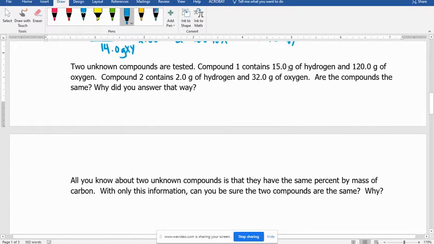Okay. Down here, we have two unknown compounds we're testing. Compound 1 contains 15 grams of hydrogen and 120 grams of oxygen. Compound 2 has 2 grams of hydrogen and 32 grams of oxygen. They want to know if they're the same thing and why.